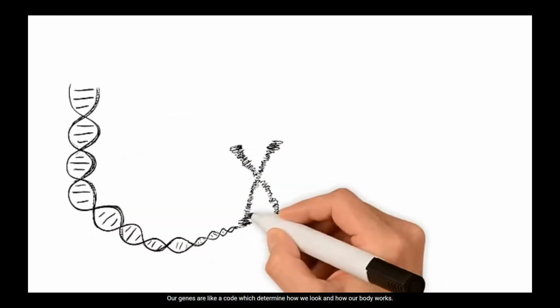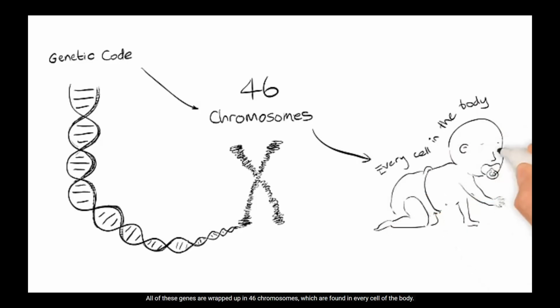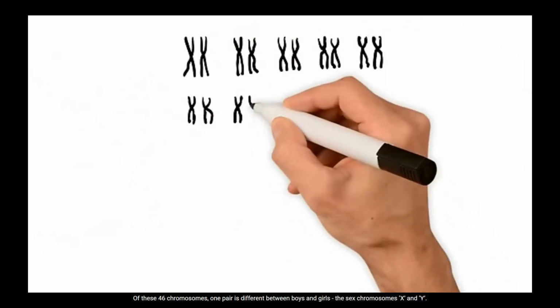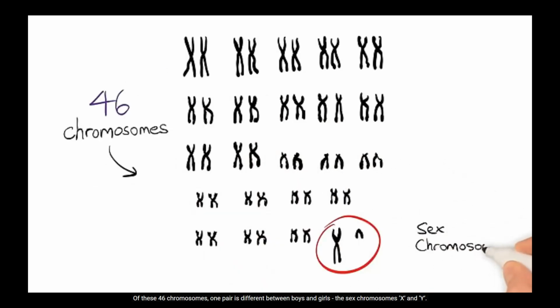Our genes are like a code which determine how we look and how our body works. All of these genes are wrapped up in 46 chromosomes, which are found in every cell of the body. Of these 46 chromosomes, one pair is different between boys and girls, the sex chromosomes X and Y.